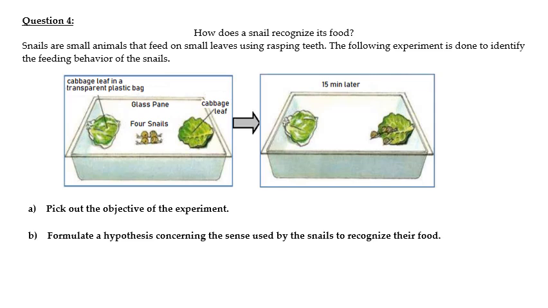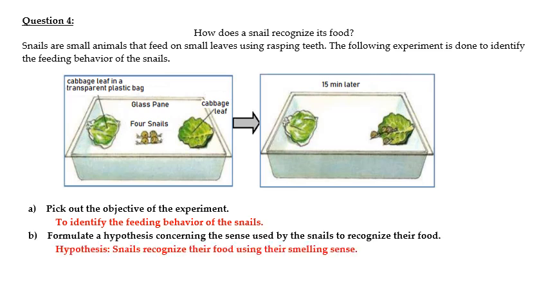Question 4. Snails are small animals that feed on small leaves using grasping teeth. The following experiment is done to identify the feeding behavior of the snails. Pick out the objective of the experiment. As mentioned, the objective is to identify the feeding behavior of the snails. Formulate a hypothesis concerning the sense used by the snails to recognize their food. We have to write hypothesis first. Don't forget to write hypothesis. Snails recognize their food using their smelling sense. You can write any sense you think is correct, so answers may vary here.